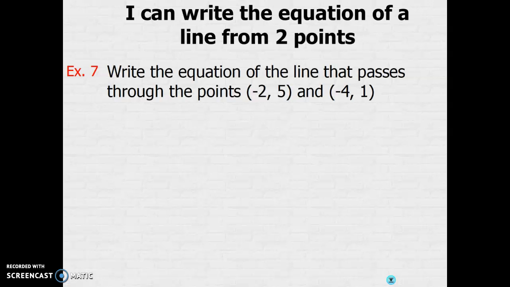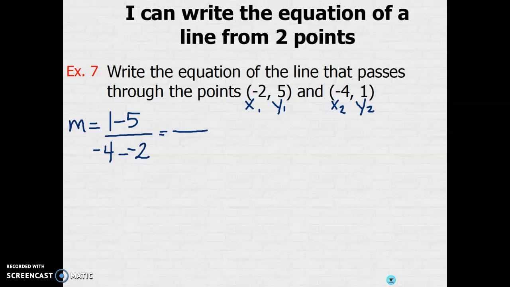All right, so this will be our last one. See if you can pause the video and at least try starting it without me. All right, the first thing I did was label my points, and now I need to find the slope between those 2 points. So using the slope formula, the difference of y's, so the y values 1 minus 5, and the difference in x's, and I have to go in that same order. So I'm going to do -4 minus -2.